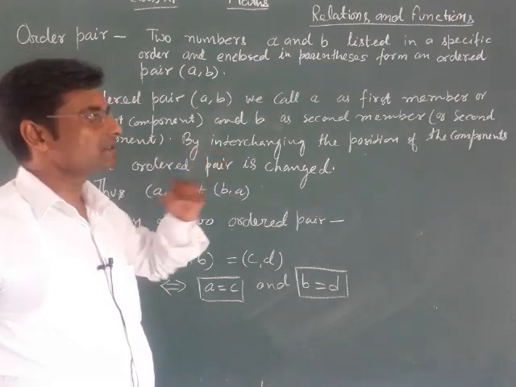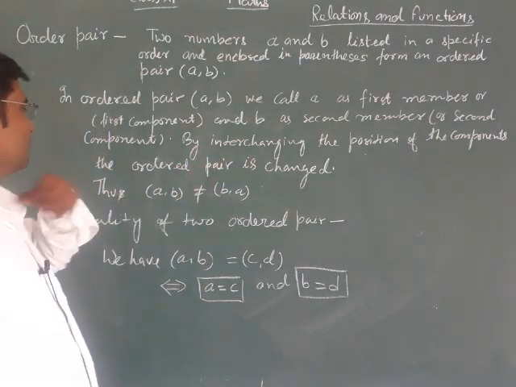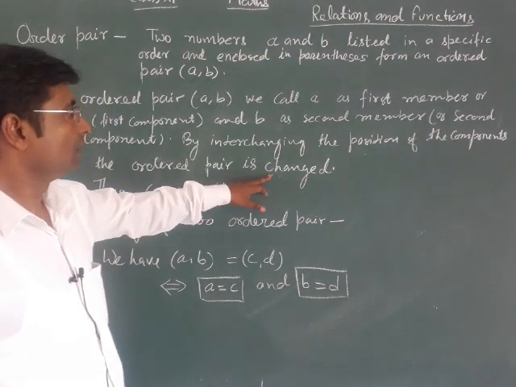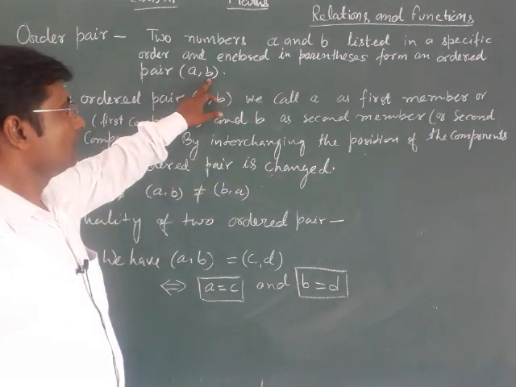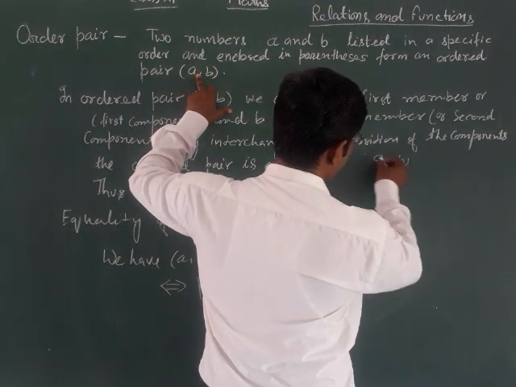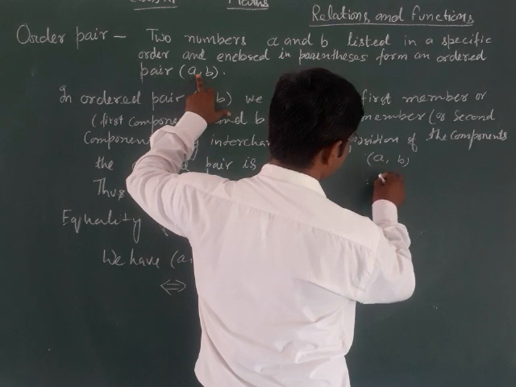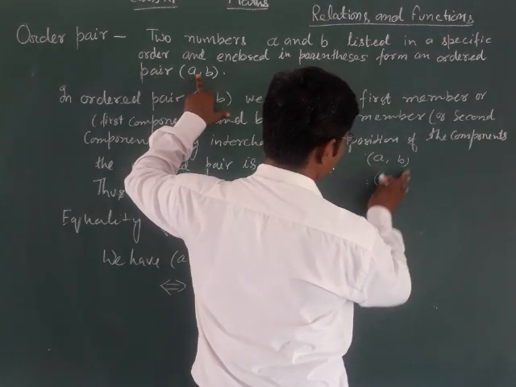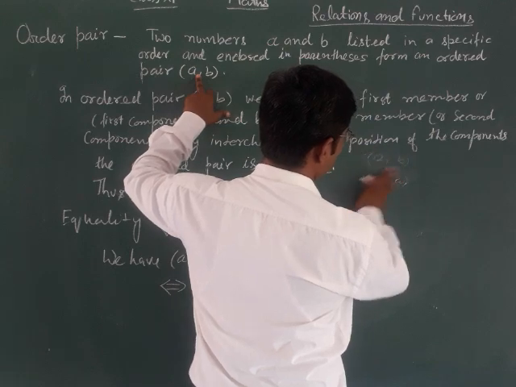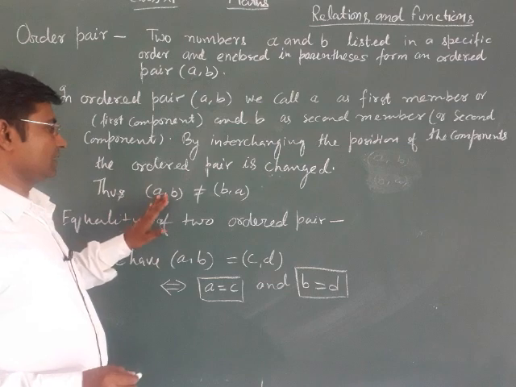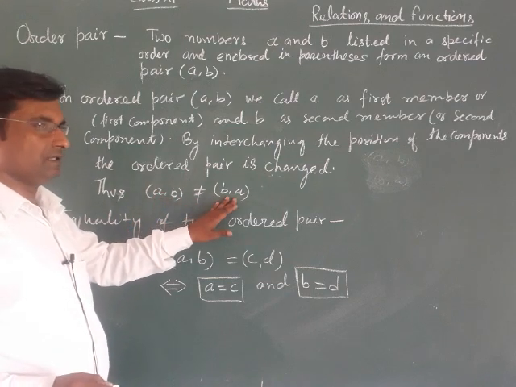By interchanging the position of the components, the ordered pair is also changed. So if (A, B) has its positions changed to (B, A), this is not equal, and therefore the ordered pair will be changed. Thus (A, B) is not equal to (B, A).